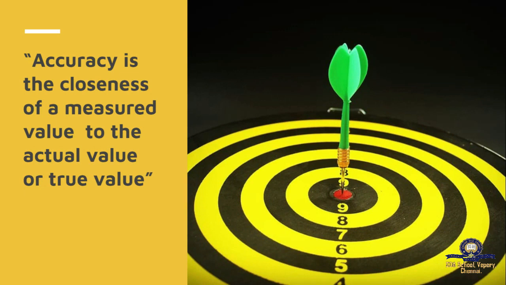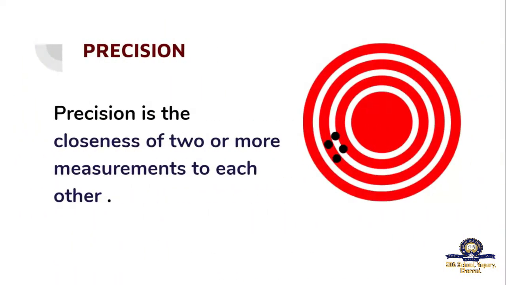Next, we will see about precision. There is no big difference between accuracy and precision. Accuracy is the closeness of a measured value. Precision is the closeness of two or more measurements to each other. That is called precision.